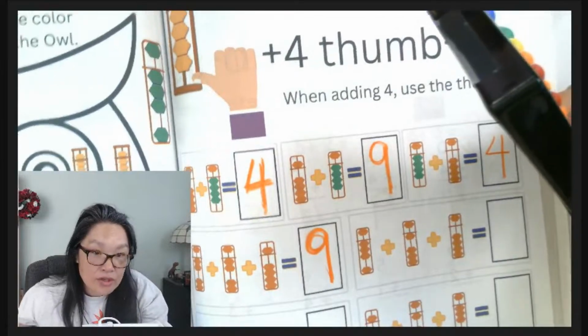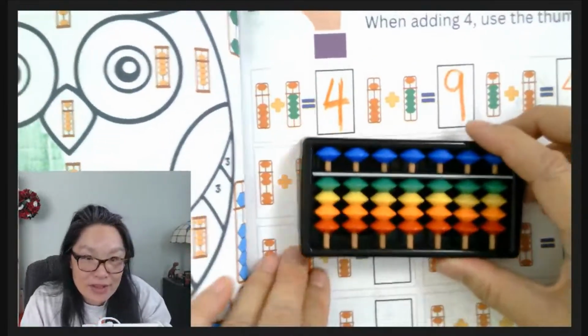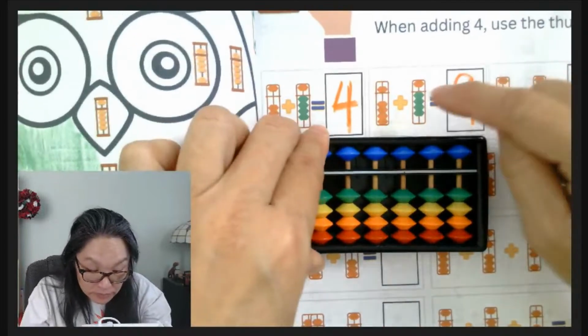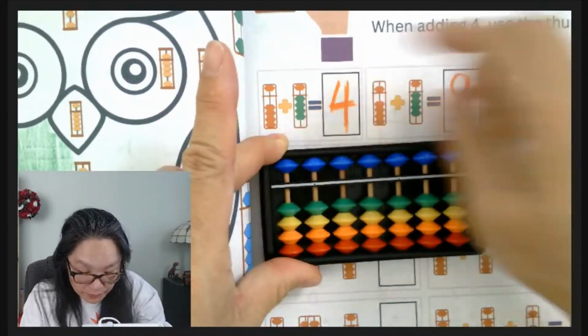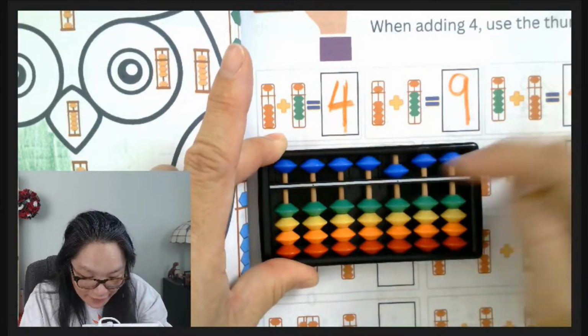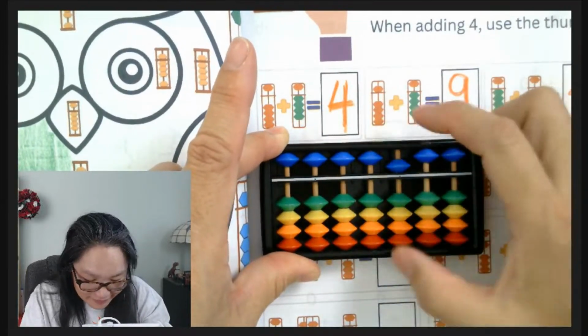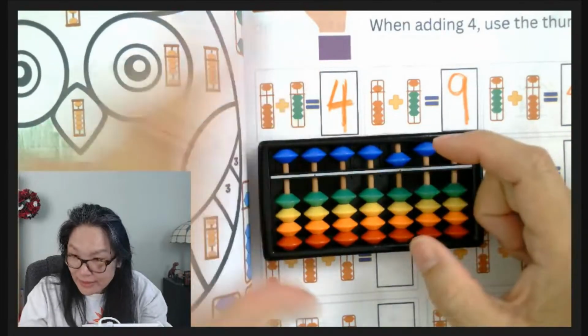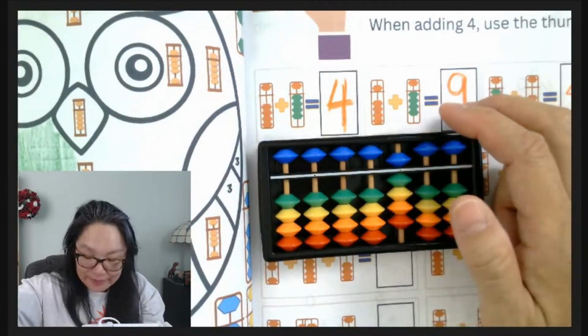4 doesn't have a lot of questions. Why? Because it's a lot of numbers. No, it's a lot of beads. The only one I can do is either 0 and then plus 4, or I do 5 and then 4, which makes 9.